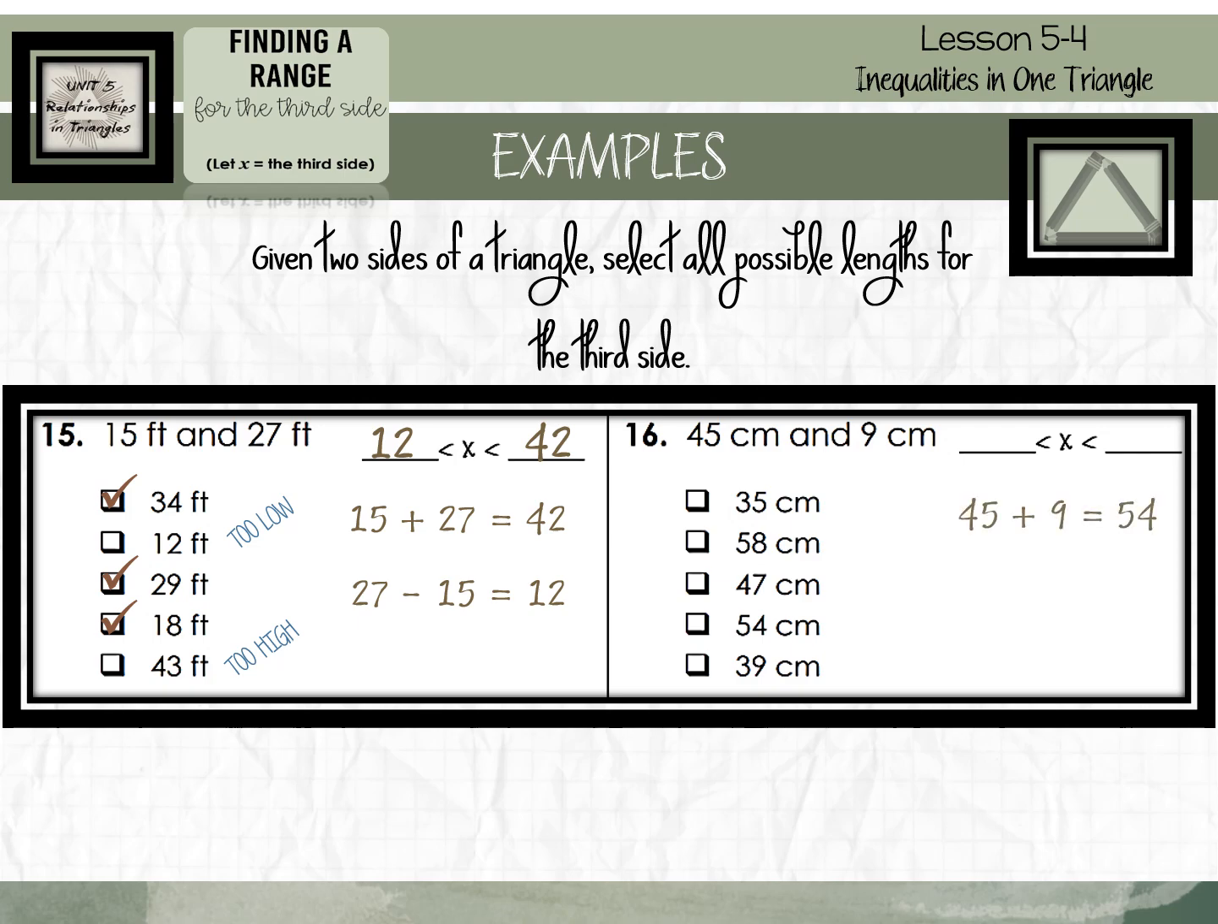Find our range. We have to add them and subtract them to get our range. So anywhere between 36 and 54, not including either one, will work. So 35, too low. 58, too high. 47, that works. 54, too high. 39 works.